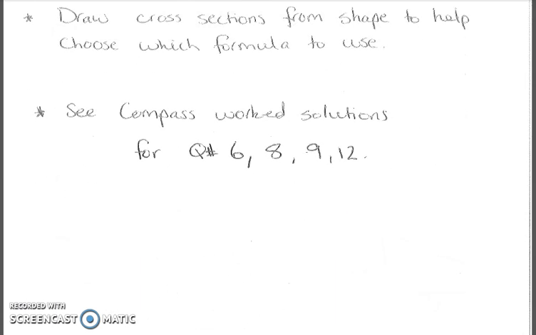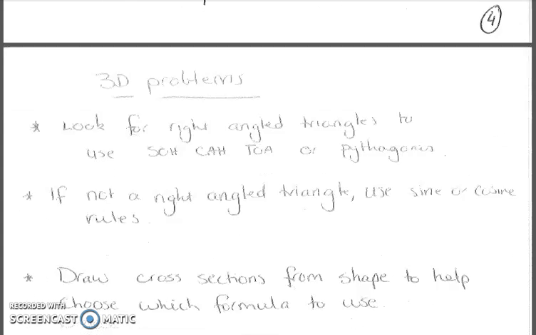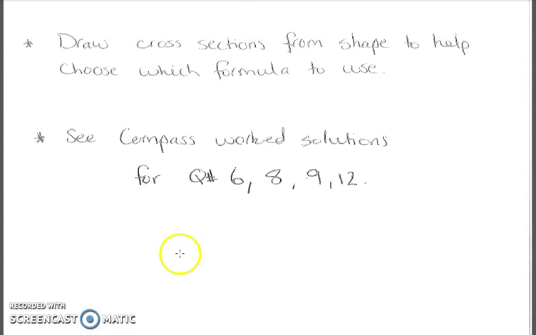And on Compass, I've got worked solutions for questions 6, 8, 9, and 12 for this chapter. These ones are really hard. One of them is about a plane flying over some land. It's really poorly written, really poorly described. Don't stress if you can't understand that. Have a look at my worked solutions that I've got up there and see if you can understand that.